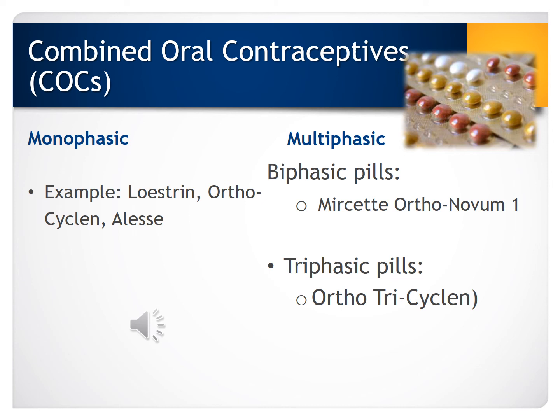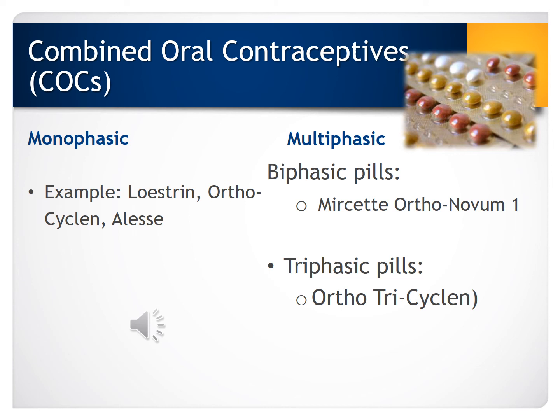And note that combined oral contraceptives can be monophasic, meaning that each active pill contains the same dose of estrogen and progesterone. And I've listed some examples of those. Then there can be multiphasic pills, which attempt to mimic the natural fluctuations in the hormone balance of the menstrual cycle. There can be biphasic pills that contain 2 different combinations of estrogen and progesterone, and triphasic pills that contain 3 different combinations of estrogen and progesterone.